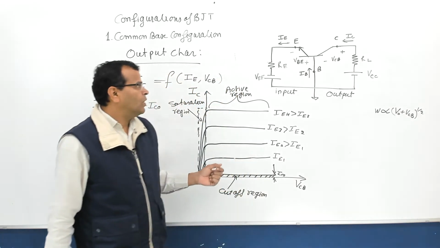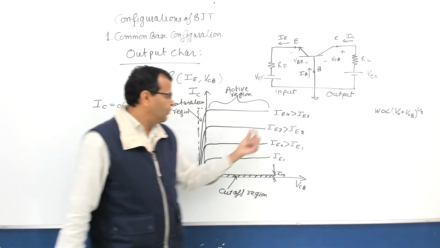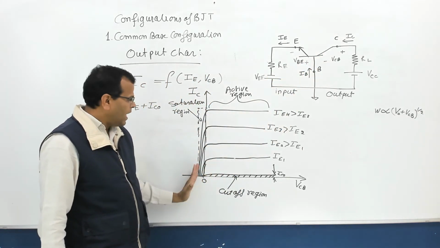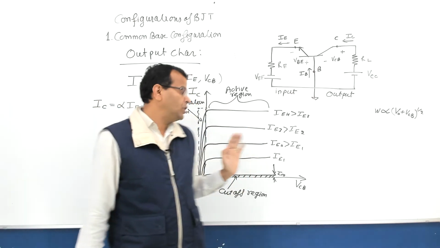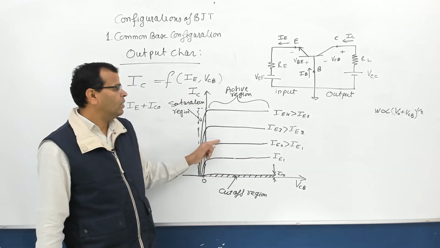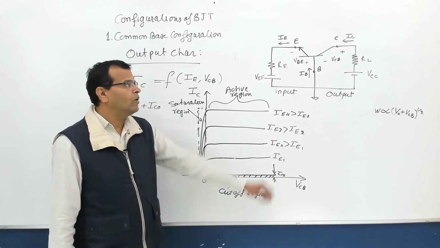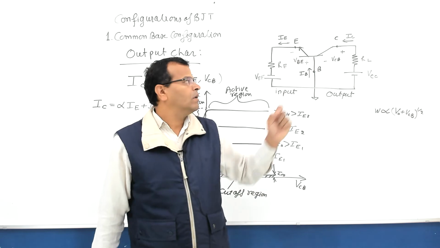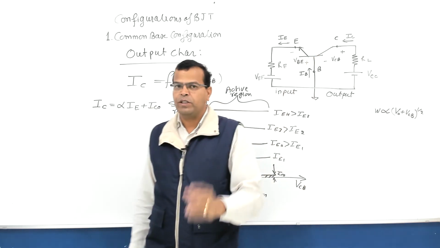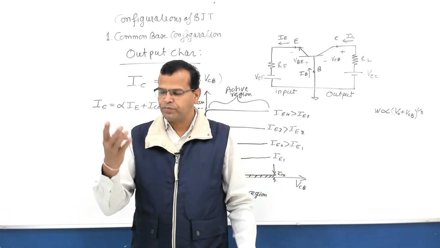Number two, the voltage across the collector junction is very small and your collector current increases sharply depending upon the emitter current. So I will say in saturation region, your BJT behaves like a closed switch. So I am just summarizing.